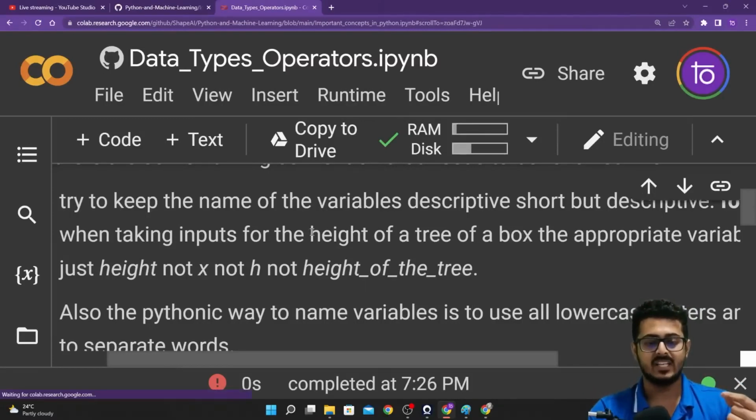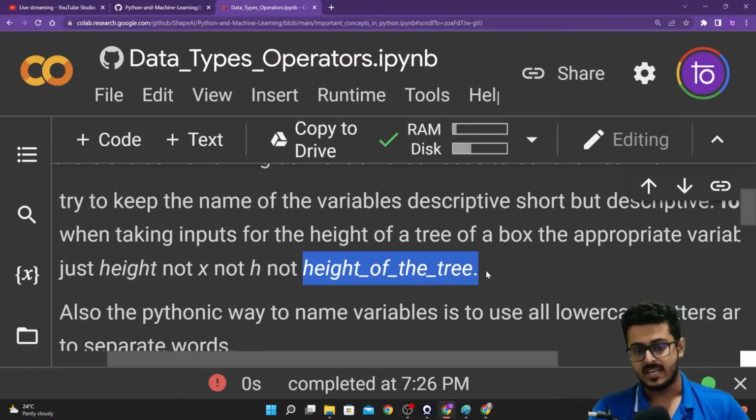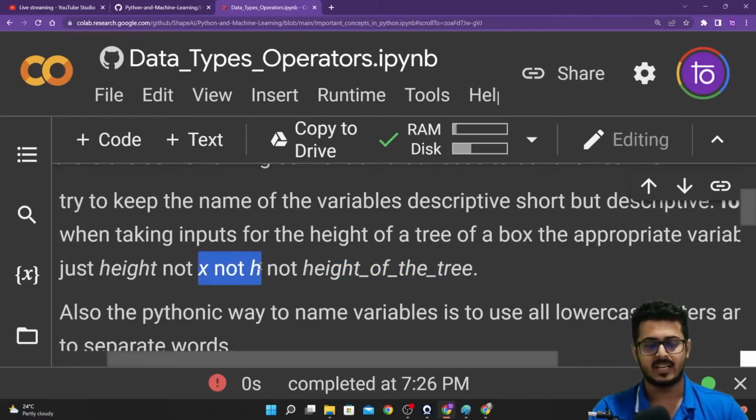Should it be "height of a tree" as the appropriate variable name? Or, for example, right over here, height_of_the_tree. Now this is a very descriptive variable name, but it is not short. You cannot use something like x or h. x and h are short, but although they are short, they are not descriptive enough. They are not able to tell us what is being measured.